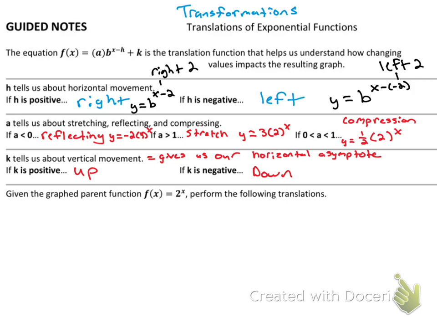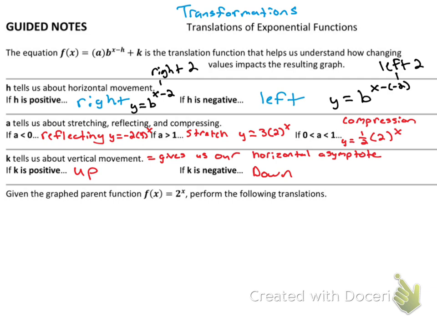A tells us about stretching, reflecting, and compressing. If A is less than 0, it is reflecting over the x-axis. Example: y equals negative 2 times 3 to the x. For a vertical stretch, that number is greater than 1. For a compression, that number is between 0 and 1. I did 1/2 there.